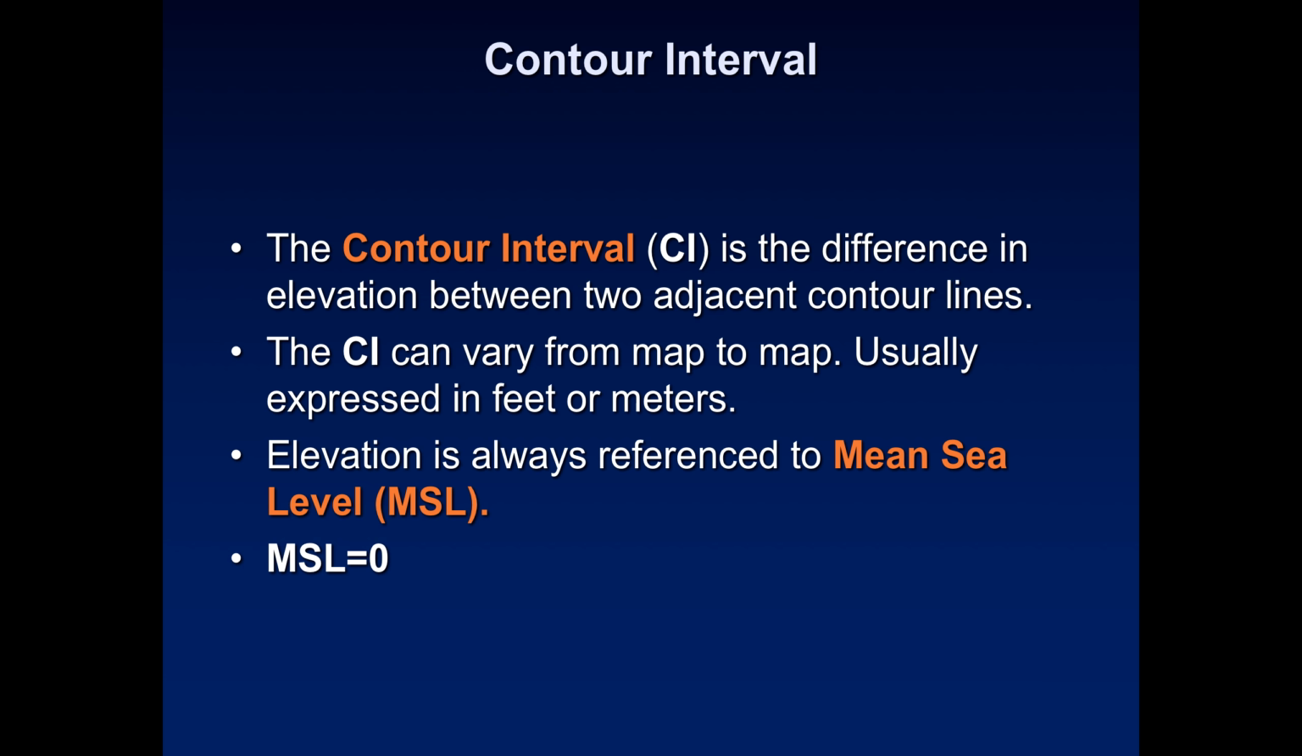All right, so contour interval, just to refresh, is the difference in elevation between two adjacent contour lines. We call this the CI, and it varies from map to map. So when you first sit down to look at a map, make sure you figure out what the contour interval is. Usually it's written at the bottom of the map. Sometimes it might ask you to figure it out just by looking at the contours. This is always referenced to mean sea level, and mean sea level is an elevation of 0.